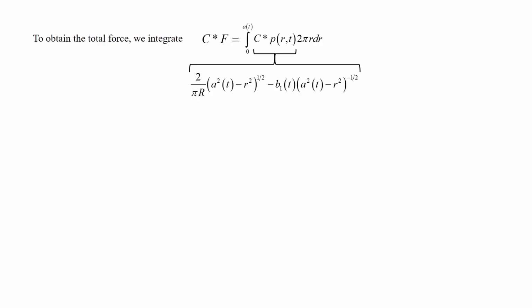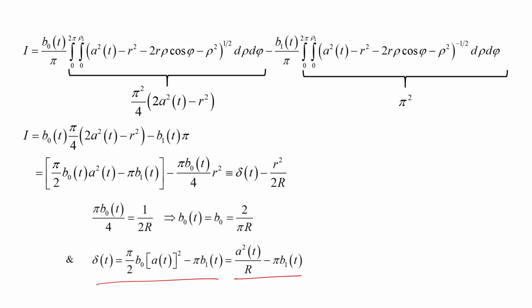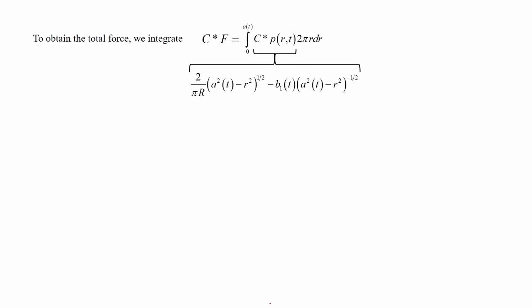Therefore, we get the solution of C star. Now we want to find out what is the total force that is applied. Remember that we have got some solution of C star P, and that comes out to be like this, and we multiplied by 2πr and then obtained this. So here we can write C star into F, where F is the total force that is applied.